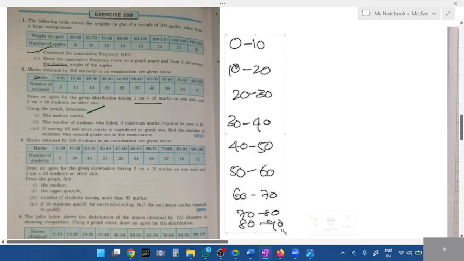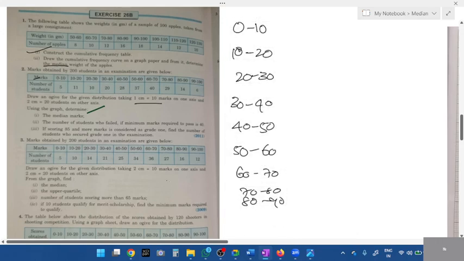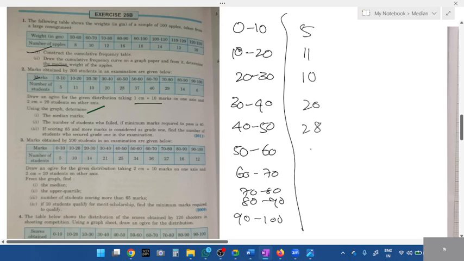After this, for ogive graph, we need to find cumulative frequency. It is must. Then we have 90 to 100. Then frequency. Along with this, whatever they give, we call it as frequency. 5, 11, 10, 20, 28, 37, 40, 29, 14 and 6.